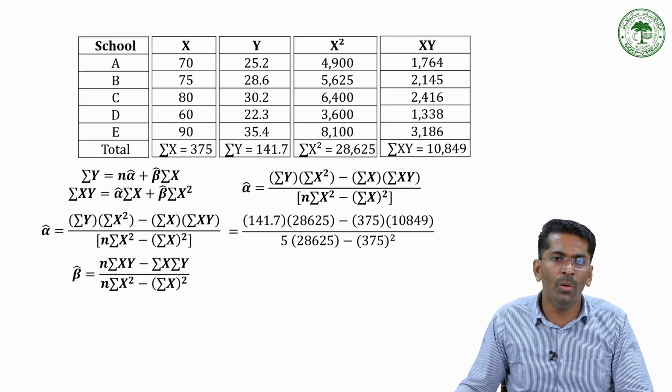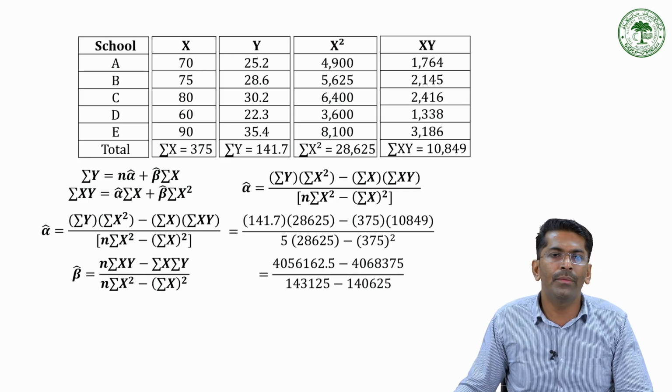Now, if you multiply these two terms, it will become 4,056,162.5, minus, if you multiply these two terms, it will become 4,068,375, whole divided by 5 into 28,625, which is 143,125, minus 375 square, which is equal to 140,625. If you take the difference between the numerators, it will become minus 12,212.5, divided by the difference between the denominators, which is 2,500.